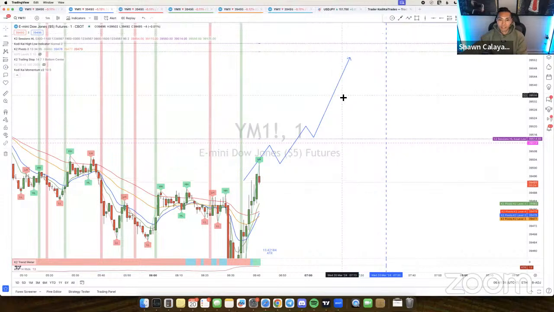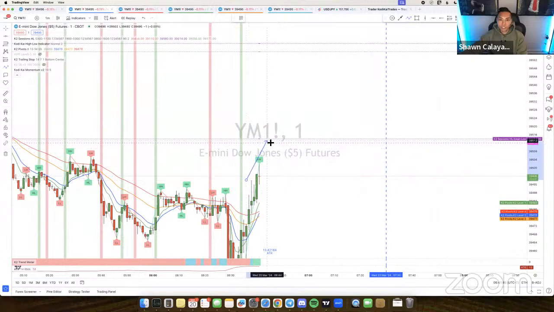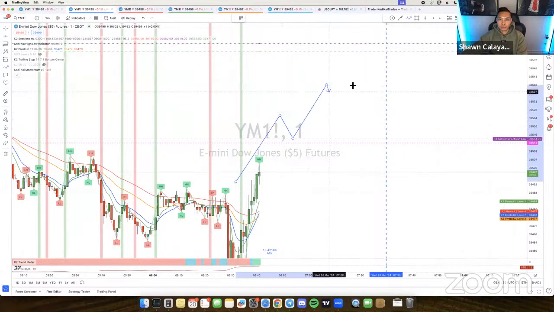So there's a lot that can happen here. First scenario, push up, rejection, come back down, right? Next scenario, price pushes up, fake out, come back down. Third scenario, price breaks above, retest, continuation to the next level. So there's a lot that can happen here.